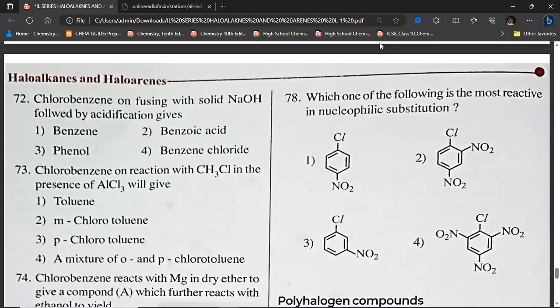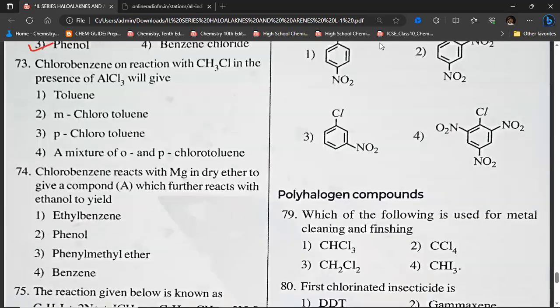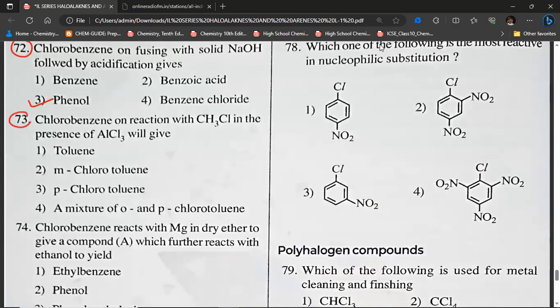Let's move to question 72. Chlorobenzene is fused with solid NaOH followed by acidification. Usually it gives phenol. Phenol is the product of this chlorobenzene reaction with NaOH. 73, chlorobenzene reaction with methyl chloride in the presence of AlCl3. So obviously it is the Friedel-Crafts reaction. The Friedel-Crafts reaction products are a mixture of ortho-para chlorotoluenes.